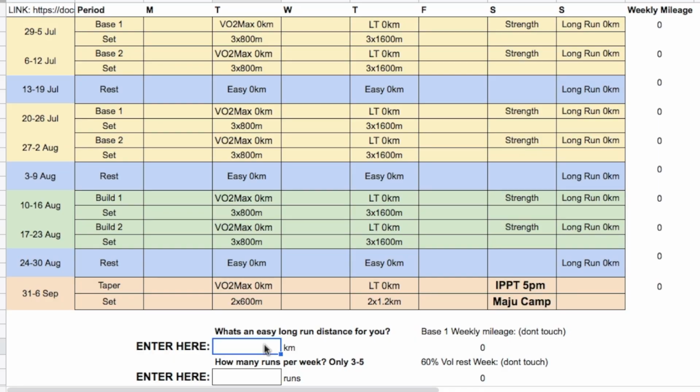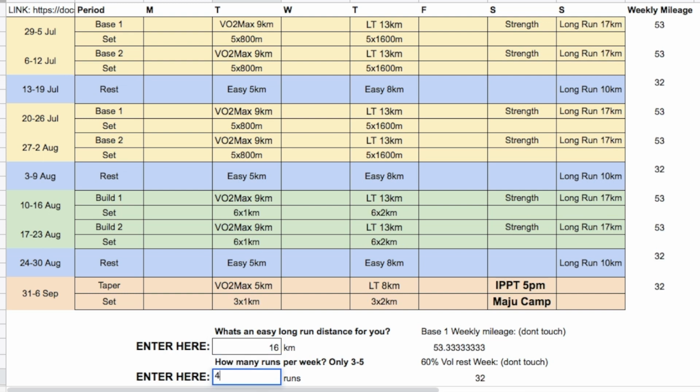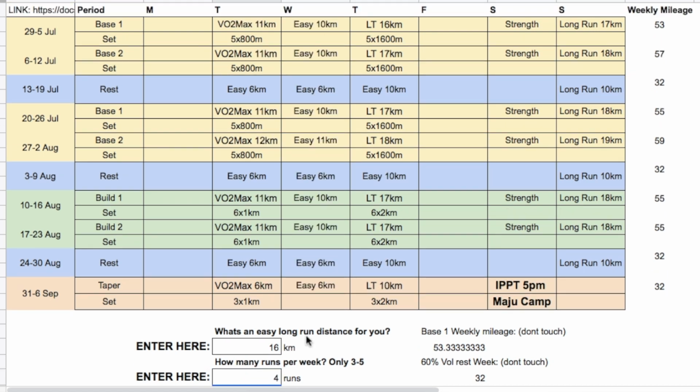Basically, all you need to do is to enter a comfortable distance for your long run and also how many times a week you want to run. It only accepts 3, 4 or 5 times a week because you need at least those 3 key runs. And then how it works is by extrapolating your long run distance into your total weekly mileage and then dividing that distance over 3, 4 or 5 runs.